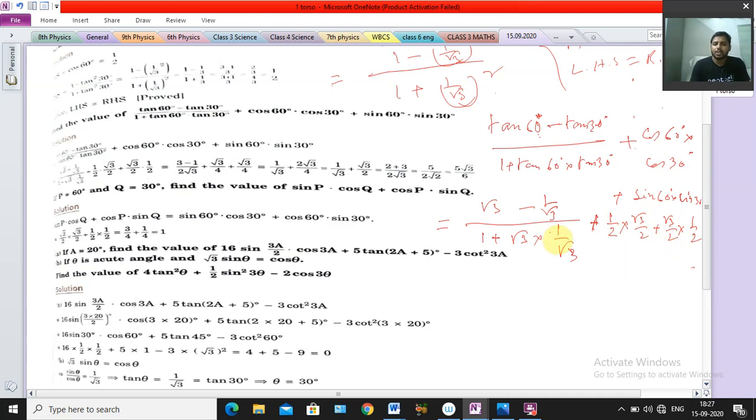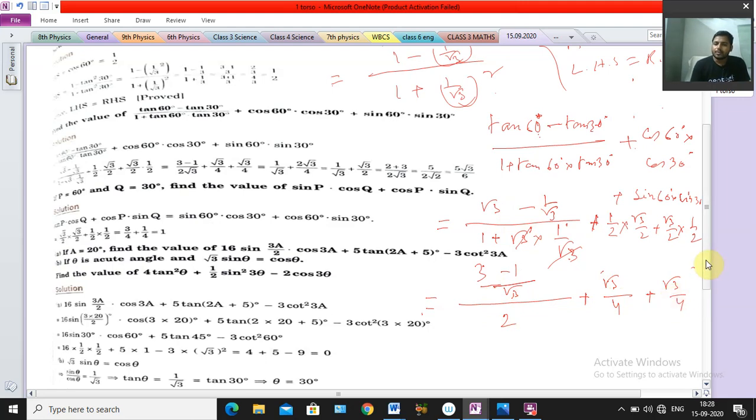Now do the calculation here. Root 3 we can cancel, root 3 we can cancel. So ultimately we are getting, sir, what? Numerator, LCM root 3, and here we are getting root 3 into root 3, 3 minus 1. And denominator, we are getting 1 plus 1, which means 2 only. Plus, here we are getting root 3 into 1, root 3 by 4, 2 into 2, 4, plus here also root 3 by 4.